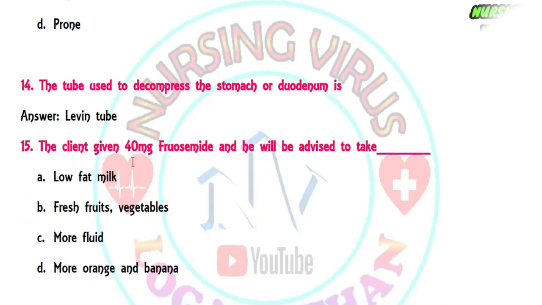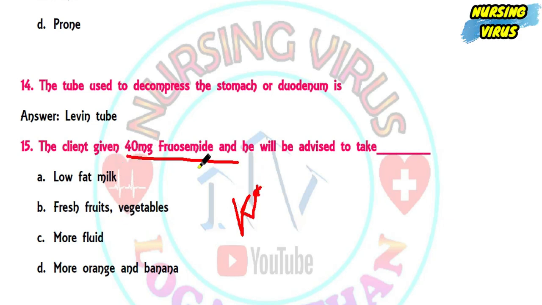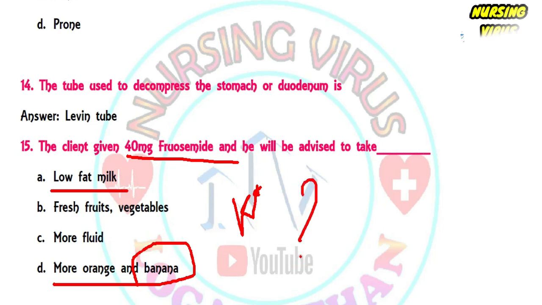The next one, the client is given 40 mg of furosemide and will be advised to take a potassium rich diet, which is necessary for this kind of patient. The options are low fat milk, fresh fruits and vegetables, more fluid, and more orange and banana. The potassium rich diet is necessary for diuretic patients. Here the two options look more or less similar, that is low fat milk and orange and banana. The question answer is easy only.